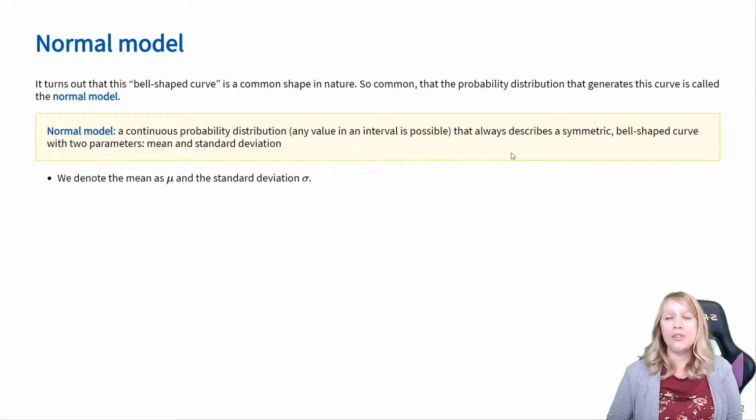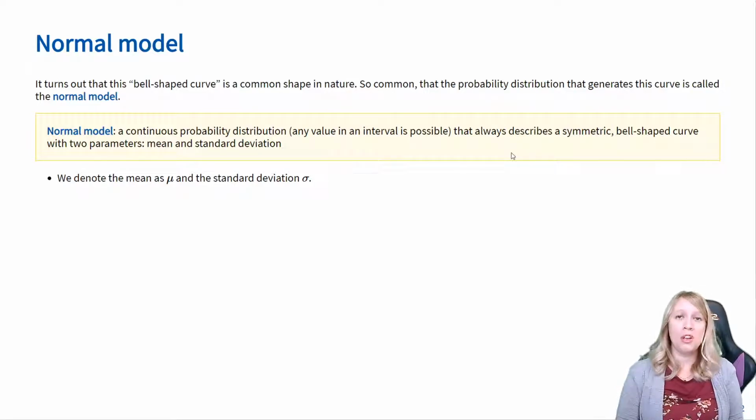Now, it turns out that this shape, sometimes referred to as a bell-shaped curve, something that is unimodal and fairly symmetric, is really common in nature and in the medical sciences. So much so that we in fact refer to a distribution that looks like this as the normal model, or the normal distribution. So the normal model is actually a continuous probability distribution. What that means is that any value within a particular range is allowed for this distribution that describes a symmetric bell-shaped curve.